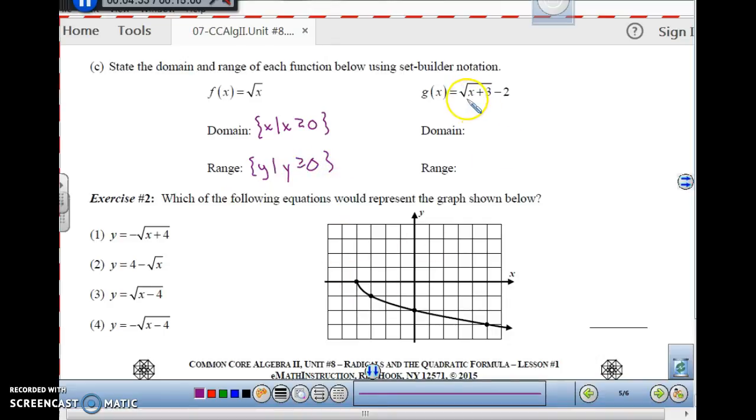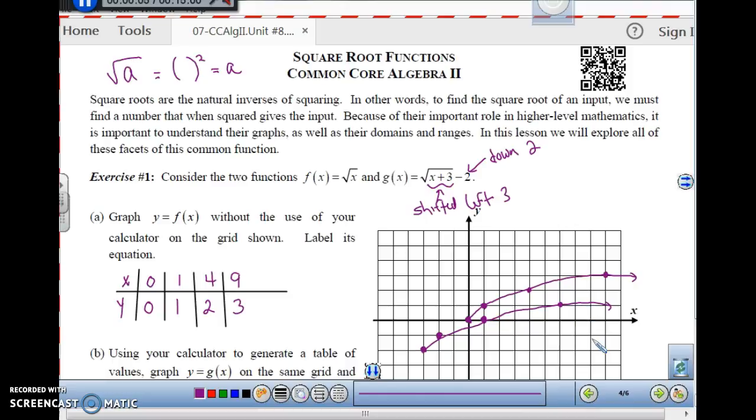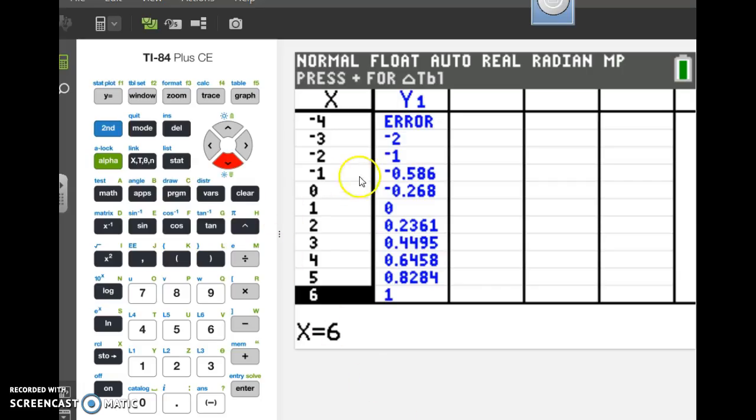Okay, now notice that this one shifted. Remember, it shifted 3 to the left and 2 down. So let's look at our domain. Our domain for this one, for the x values, is going to start here and go on infinitely to the right. So it's actually going to start at -3. If you look at your calculator at the table right here, after -3 there is an error. Anything after -3 is an error because that would make the square root negative, which we can't do.